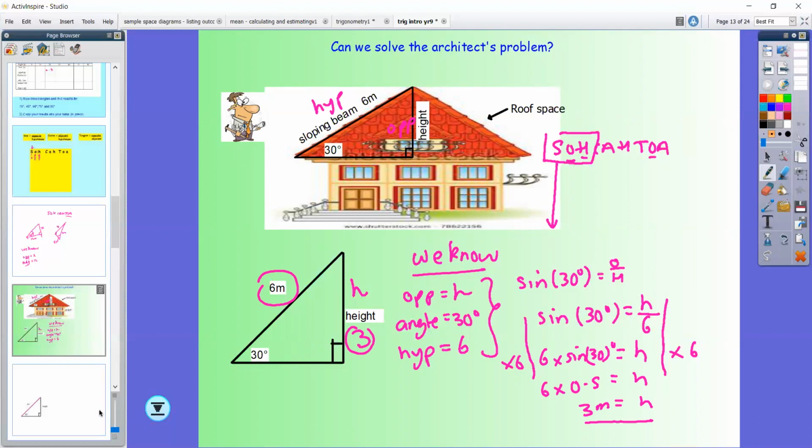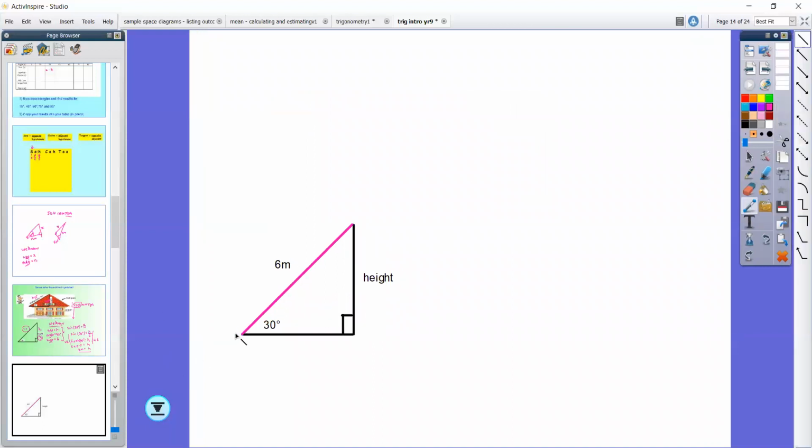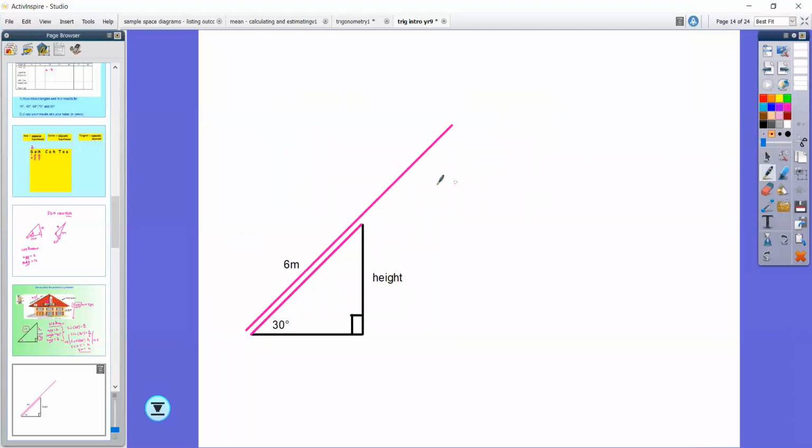So what would happen if this length was not 6 anymore? What would happen if that roof space now needed a beam double the length? So say that was now 12 meters. How high would this have to be now? It was already 3. How high would it have to be now?